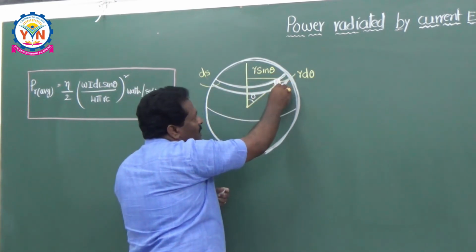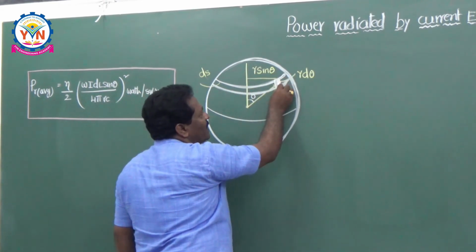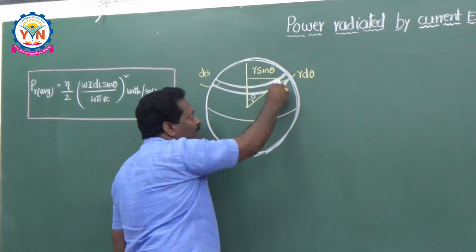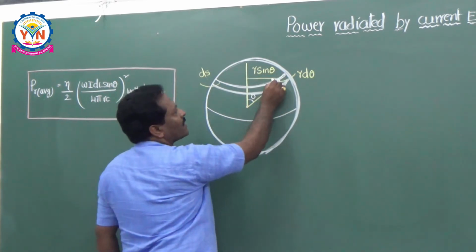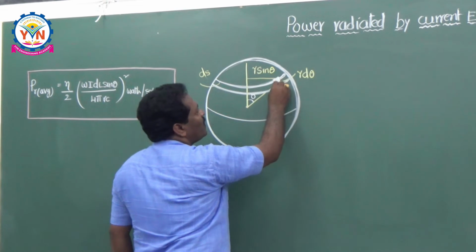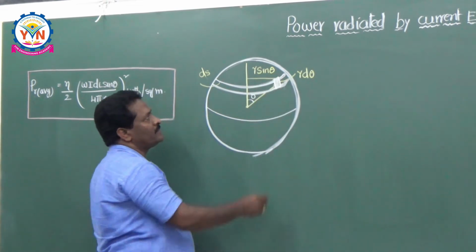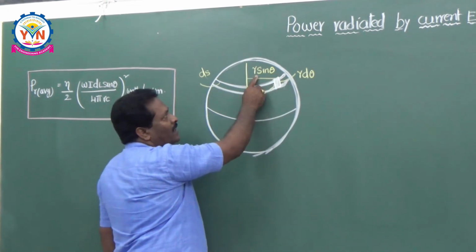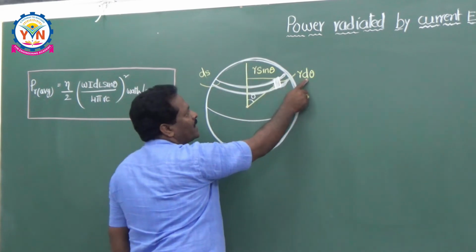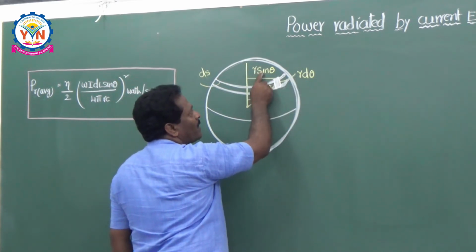So this is d theta. So its surface area is d theta. This one is d theta and this is r sin theta. So if you want to find out the surface area of this piece, that area is r d theta multiplied by r sin theta, which means r square sin theta d theta.